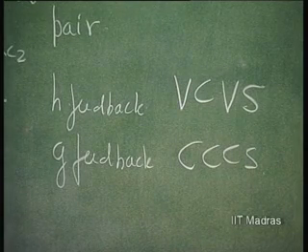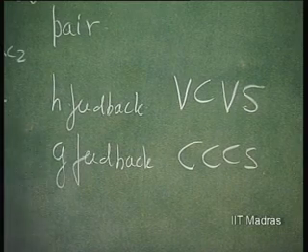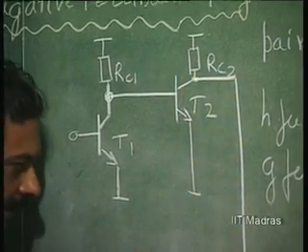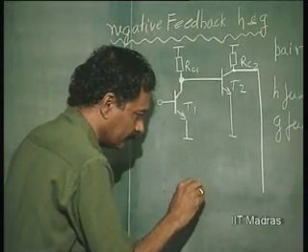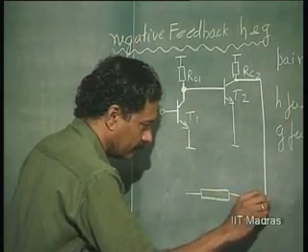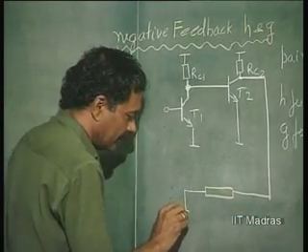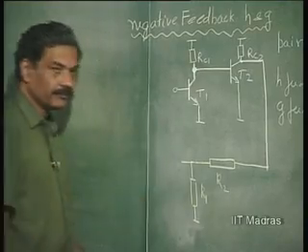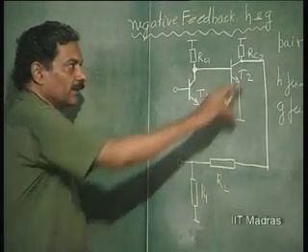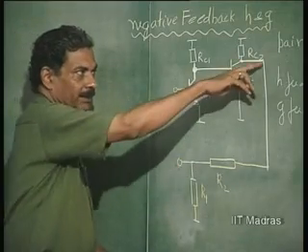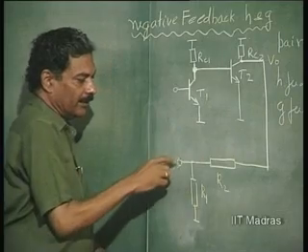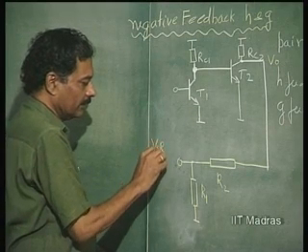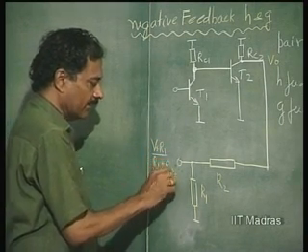So, how are we therefore to implement this H feedback? It is shunt at the output and series at the input. That means I take a feedback network, this is the passive feedback network, let us say R1 and R2. The output voltage V0 is sampled here, and V0 into R1 by R1 plus R2 is the amount of feedback voltage.